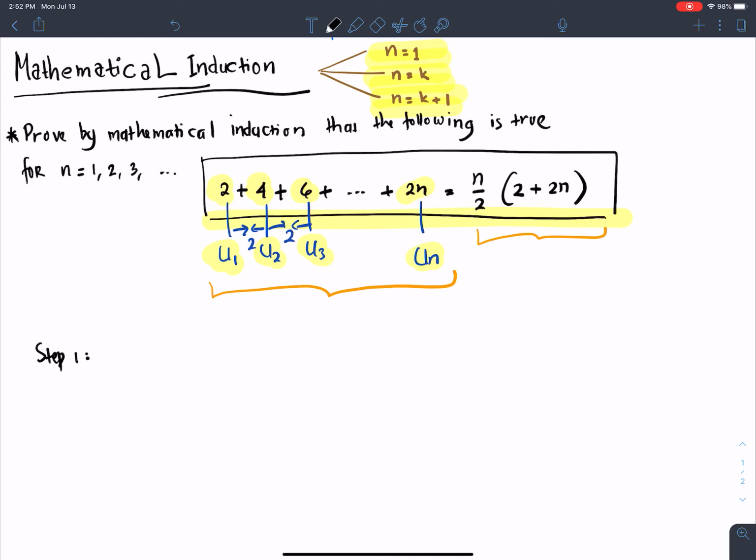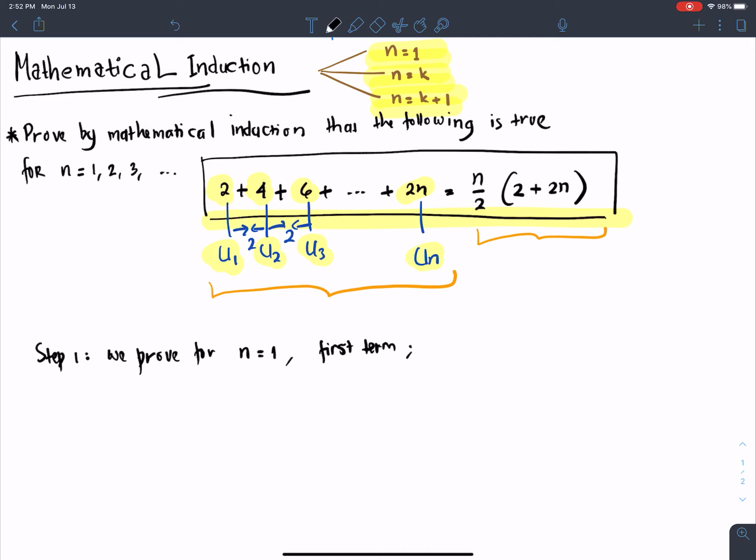Step 1, we prove for n equal to 1. The meaning of n equal to 1 here is the first term of the sequence must be true.